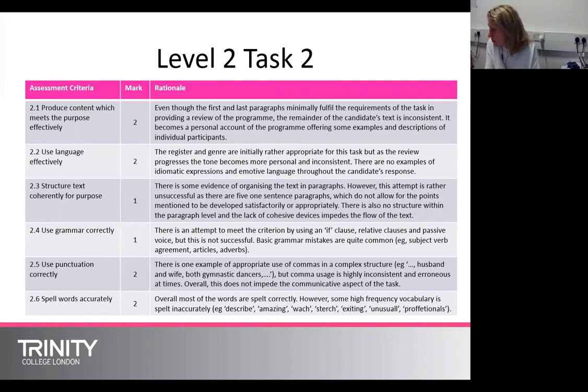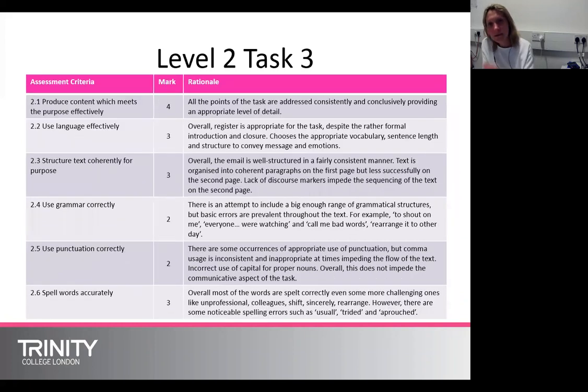Level 2, task 3 for this candidate is the formal task. And this is an email in which the candidate is supposed to email their manager requesting a meeting, outlining their concerns, and informing the manager of their availability. So these are the marks the candidate gets.